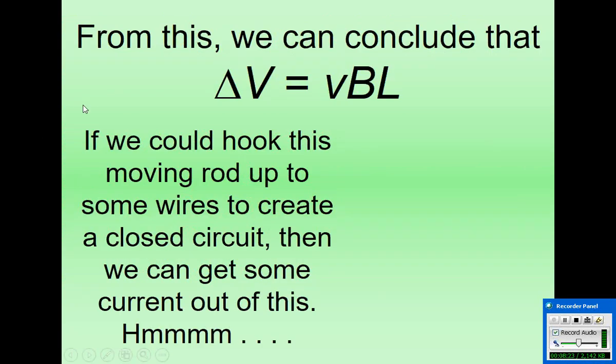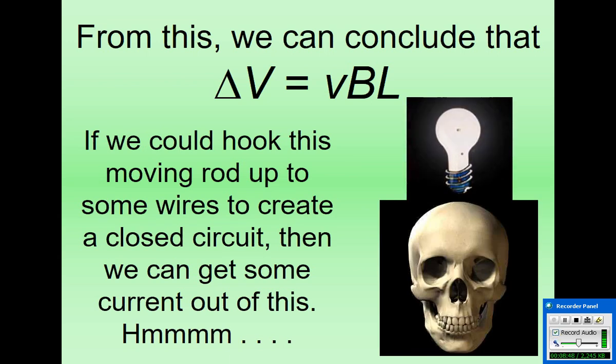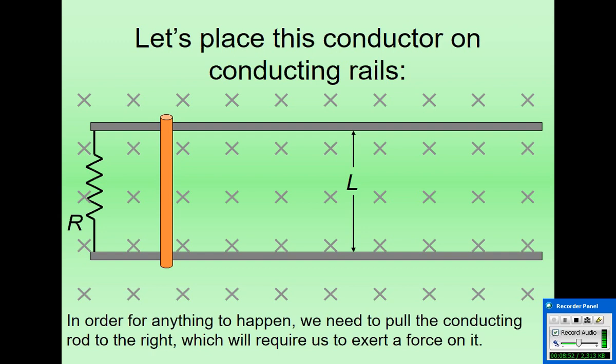Now let's think about this. I'm moving a conductor in a magnetic field, and I'm getting an electrical effect. Now, if I could somehow hook up this metallic bar to wires to get a closed circuit, all of a sudden I'm going to have a current running through my circuit. So that gives me an idea. How about we place this conducting bar on conducting rails? The conducting copper bar is free to move, and as the charges separate, the charges themselves can then get onto the conducting rails, and we have a closed circuit, and we'll have a current.